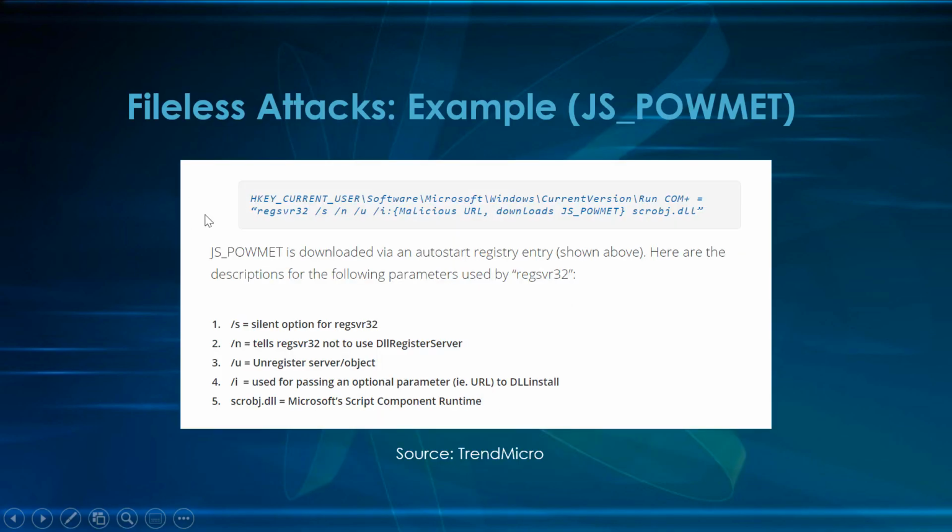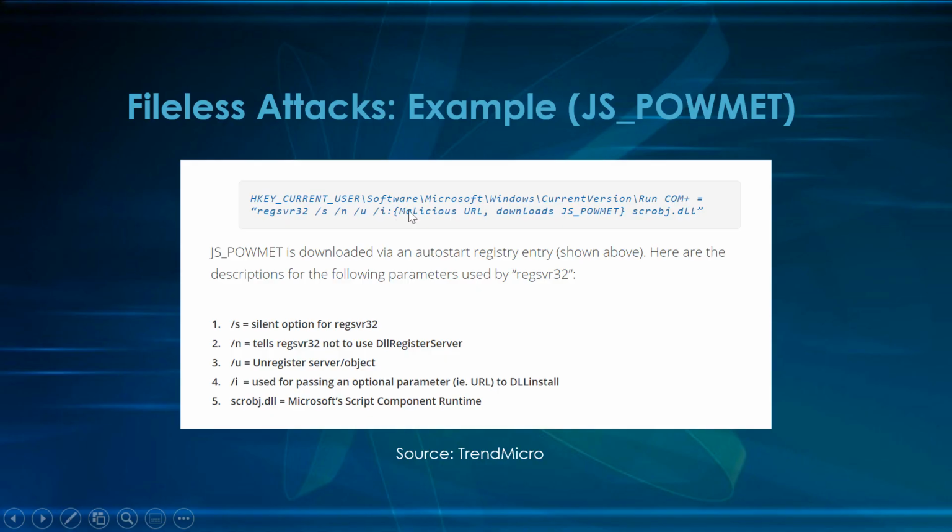So you see here the registry key, which is in Microsoft Windows CurrentVersion, that most of the malware is using, and basically it's called COM+, and it's regsvr32, and then /n, which means don't use the DllRegisterServer, /s means silent, /u means unregister the server, /i, which is used mostly to pass additional parameters.